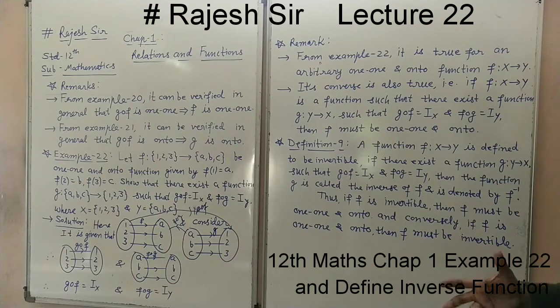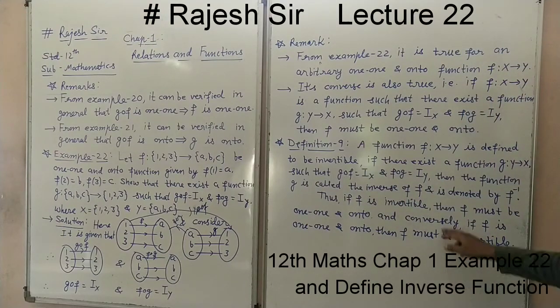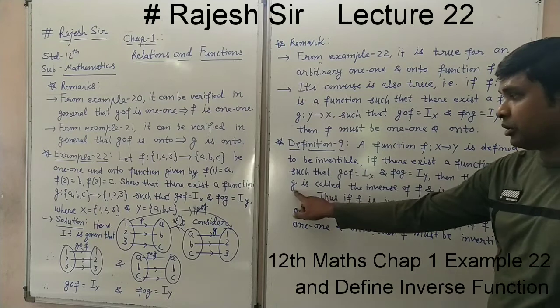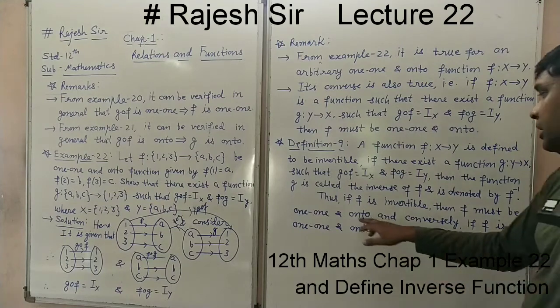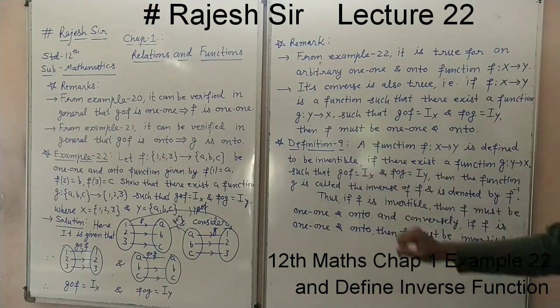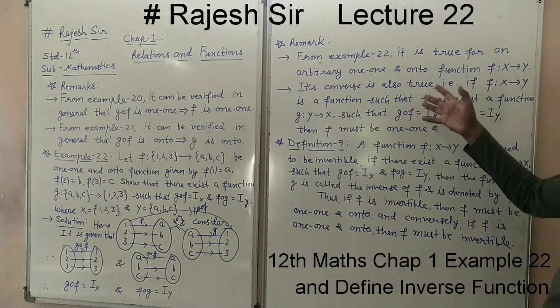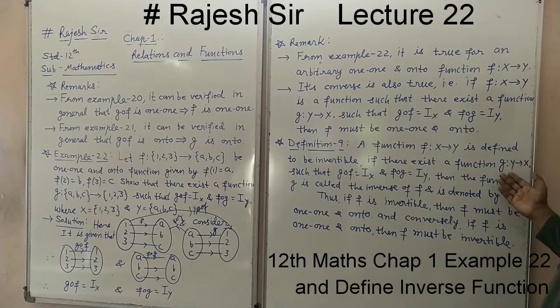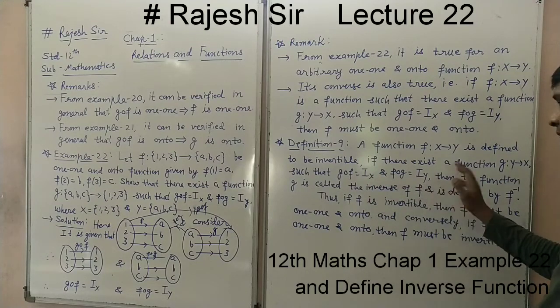Why? When is it possible? If GOF equals Ix and FOG equals Iy. And it is denoted by f inverse. This g is called f inverse. F inverse means inverse of f. Thus, if f is invertible, then f must be 1-1 and onto. As we can understand once again from this discussion, f is a function and g exists, which has the domain and codomain inverted, and one more thing, GOF equals Ix and FOG equals Iy, then g is called the inverse of f.